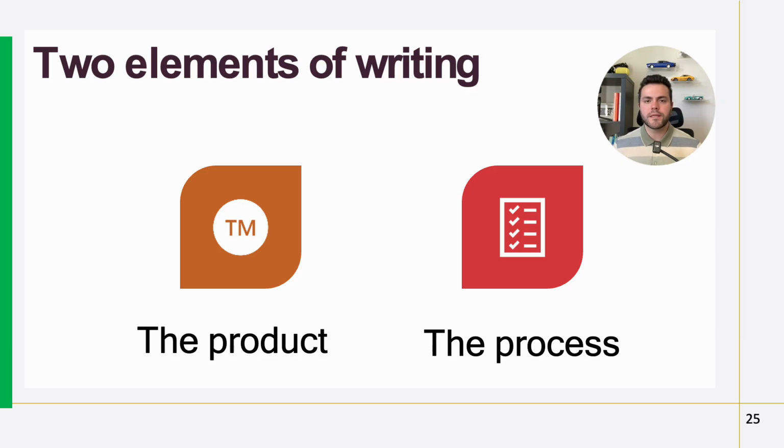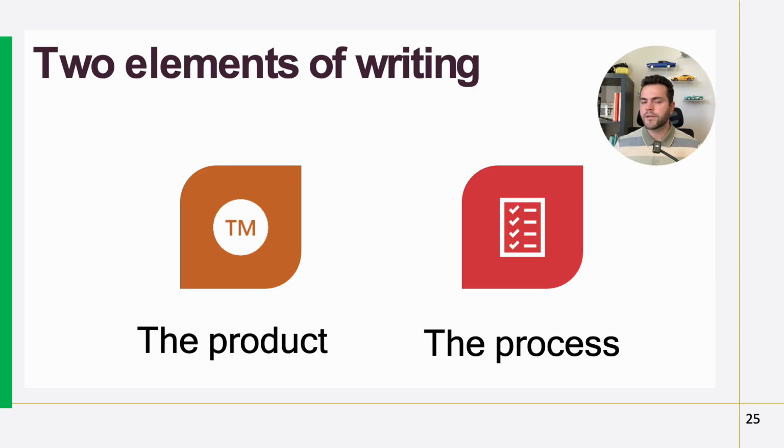When we teach writing, it's helpful to think of it as having two key elements, the product and the process. The product refers to the final written text, for example, an opinion paragraph, a formal letter, or an academic essay. This is what students are expected to produce by the end of the task. It's usually evaluated based on grammar, structure, vocabulary, spelling, and how well it meets the writing goal.